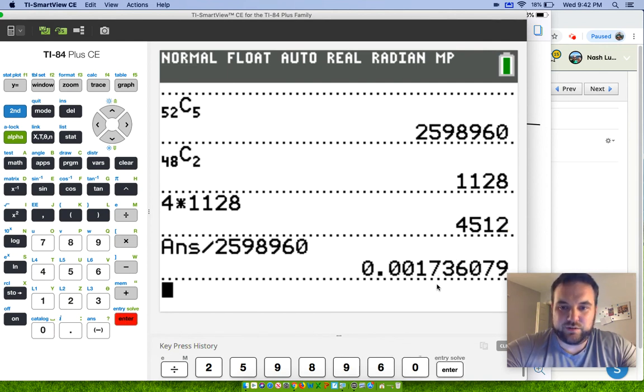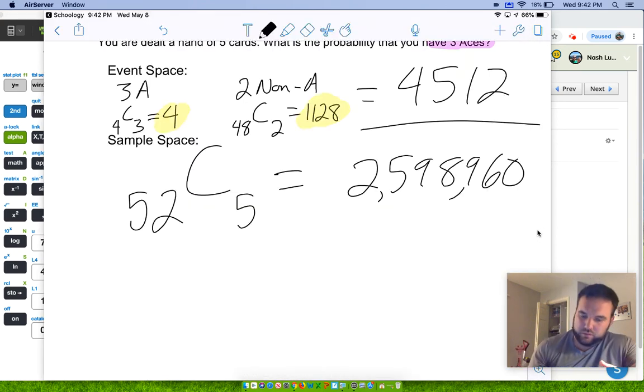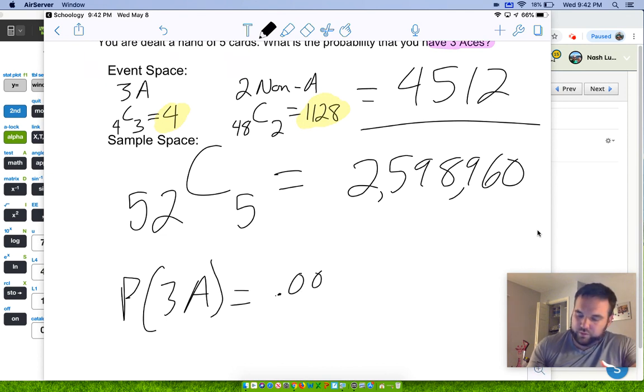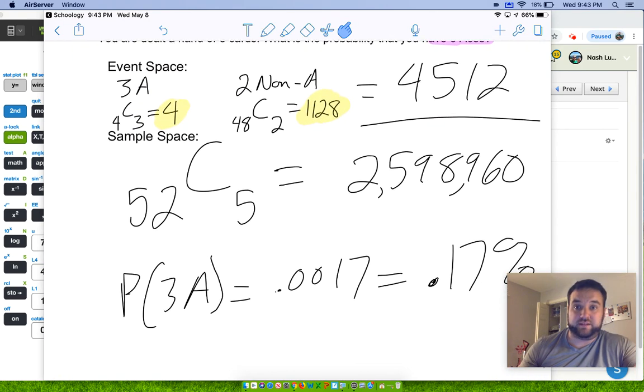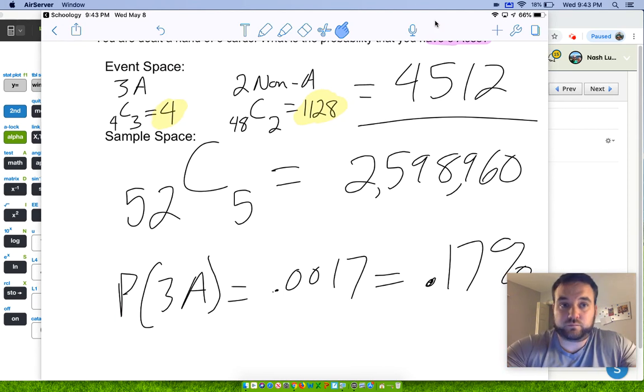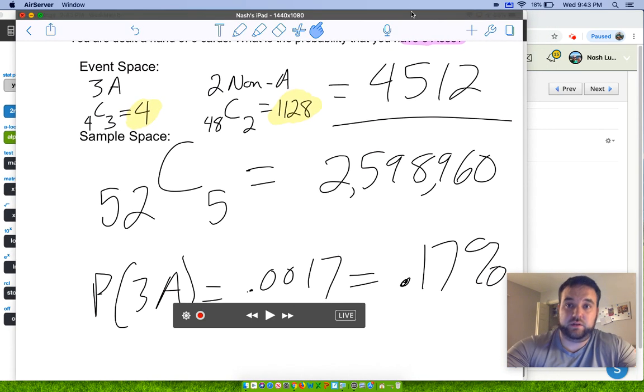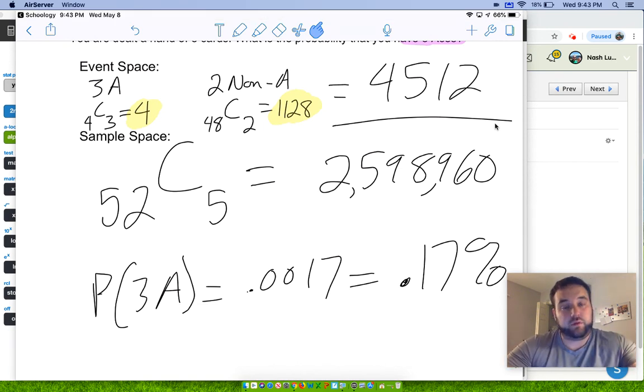Okay, 0.0017. So the probability of 3 aces is 0.0017, or if I move the decimal point over 2 spots, that is a 0.17% chance, which means you have a less than 1% chance to get exactly 3 aces in the hand if I deal you 5 cards. Odds not very high, obviously. A pretty unlikely scenario that you get exactly 3 aces, but there you go.